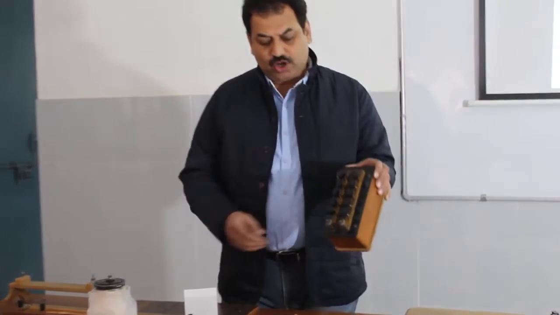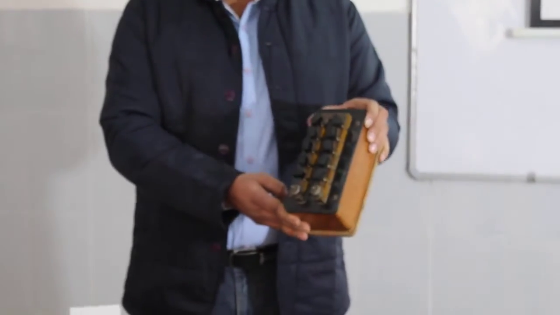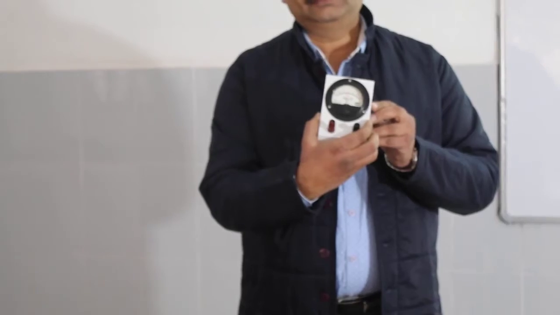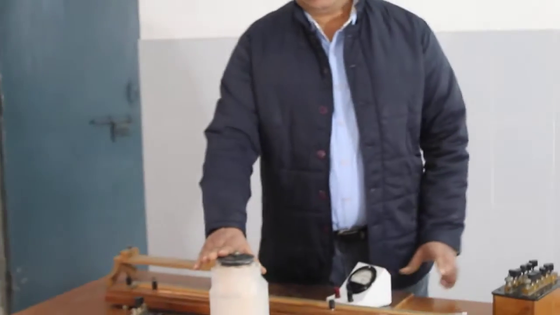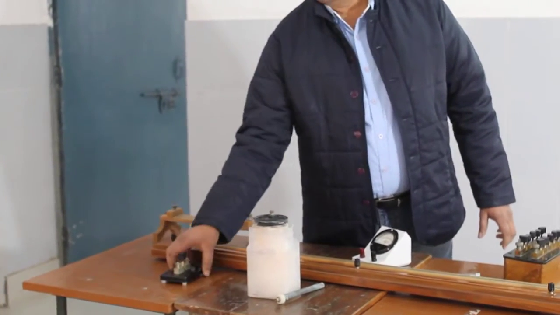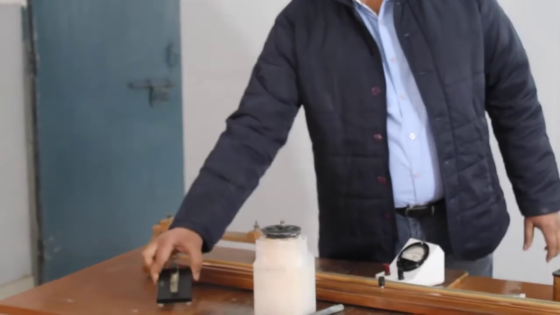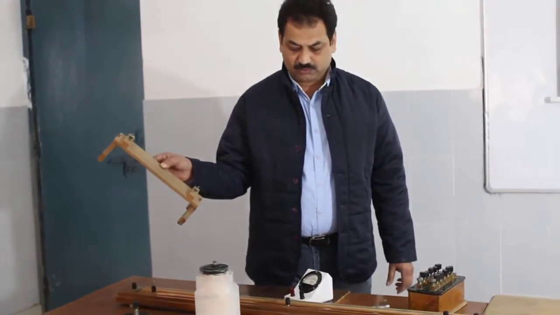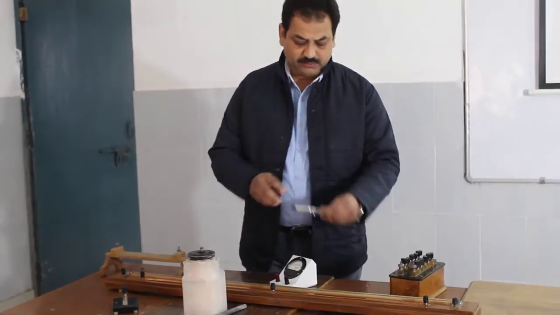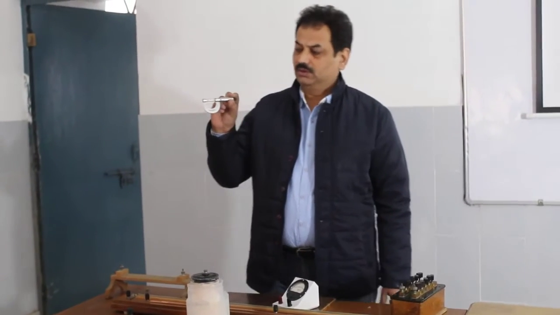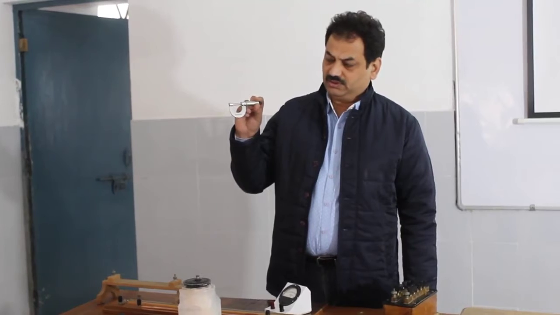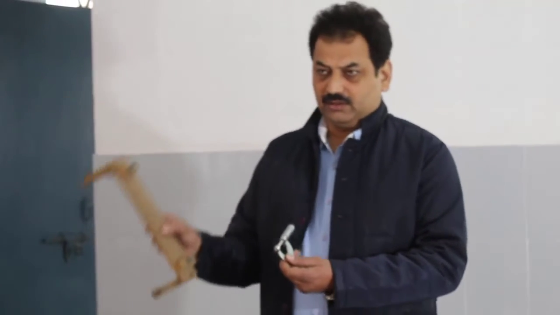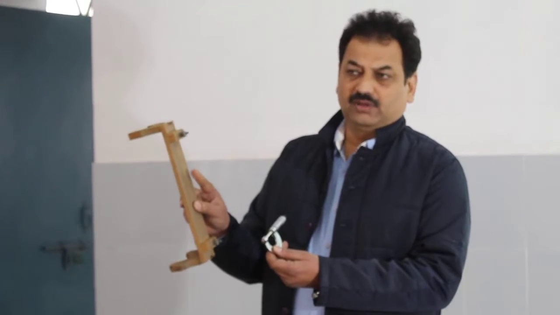This is the resistance box, galvanometer, Leclanche cell, one-way key, unknown resistance, and a screw gauge also. This screw gauge will be used to measure the diameter of the given wire.